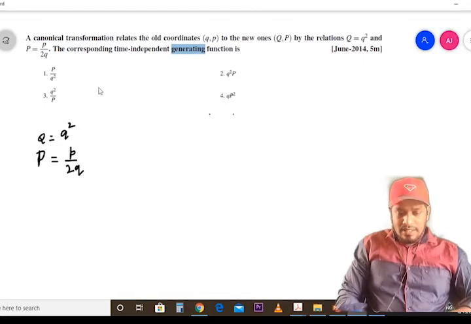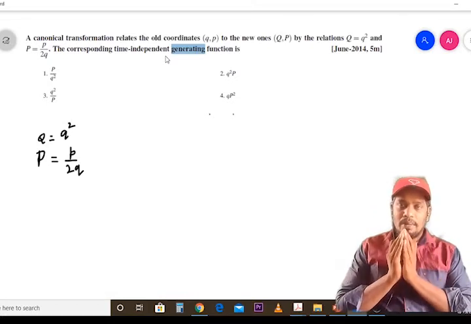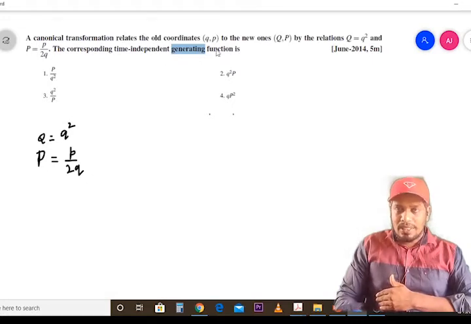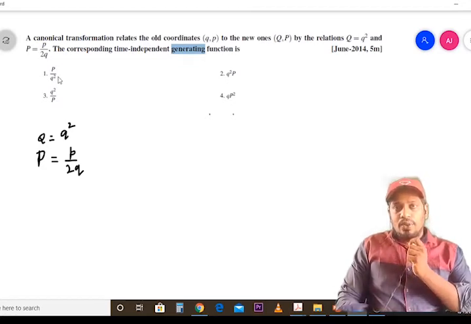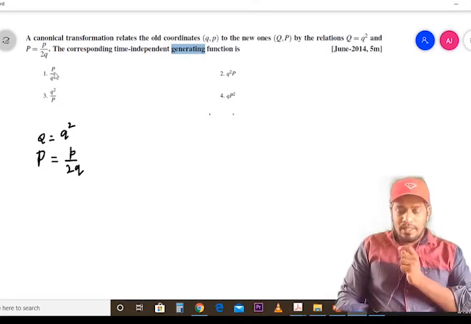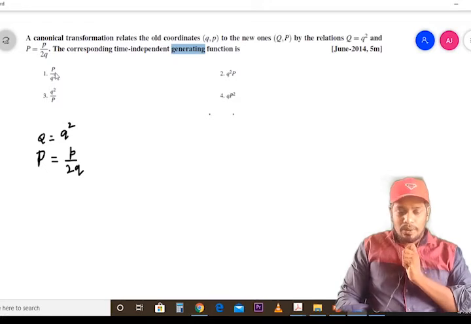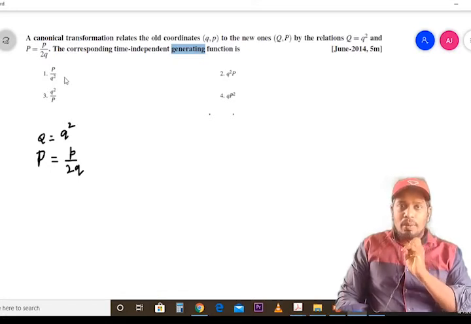Here they are asking for the corresponding time independent generating function. Here there is no time variable involved. So we have to write what the generating function is. But there are four kinds of generating function. How can we find which generating function to use for this problem? F1 is the old coordinate and new coordinate, both position coordinates. But F2 is the old position coordinate and the new momentum coordinate.